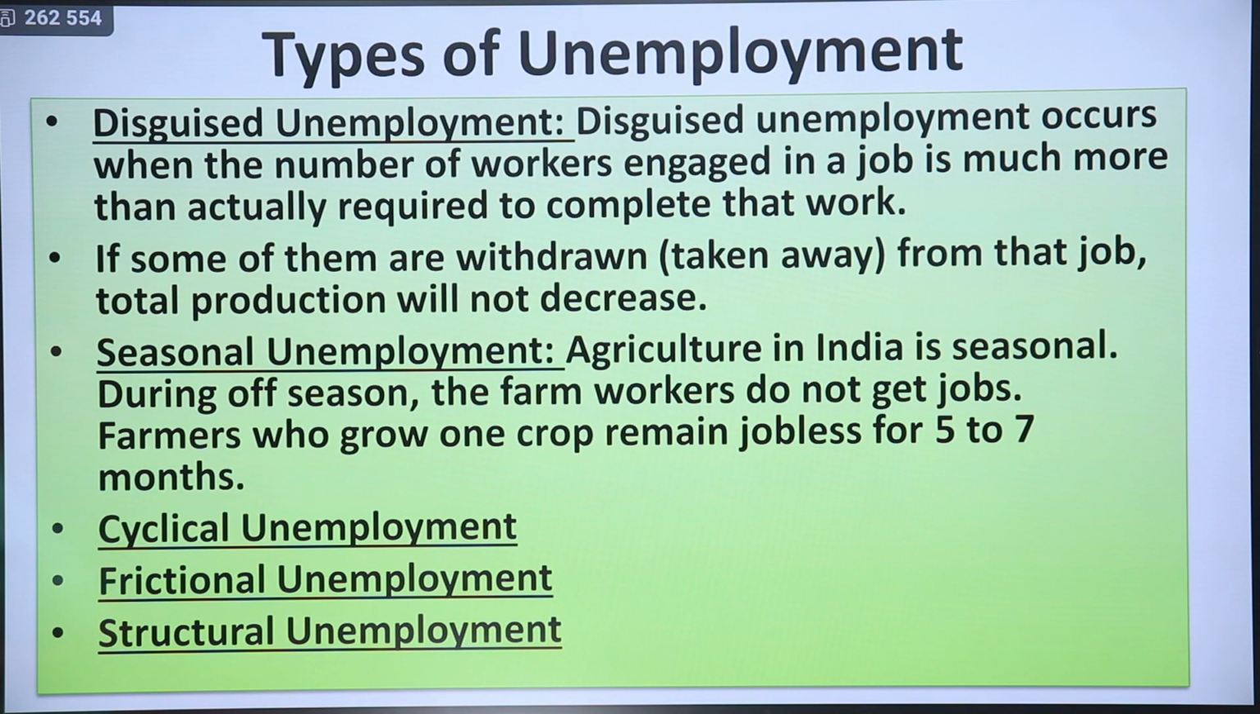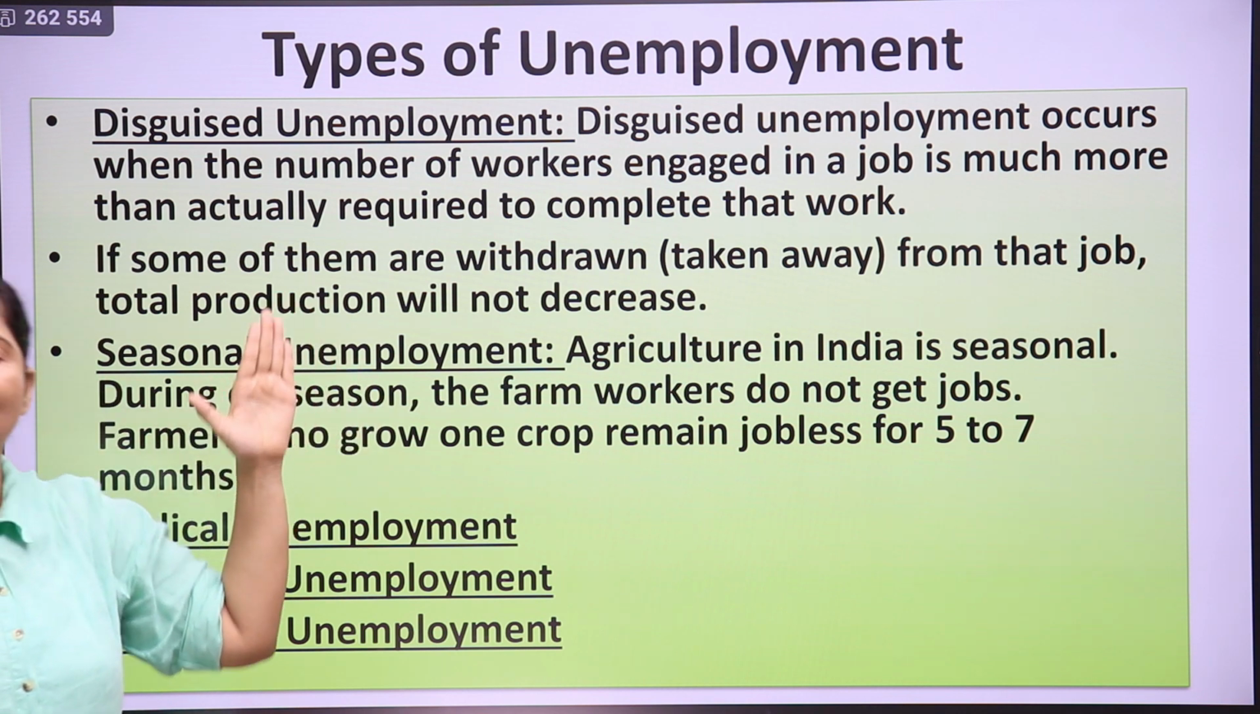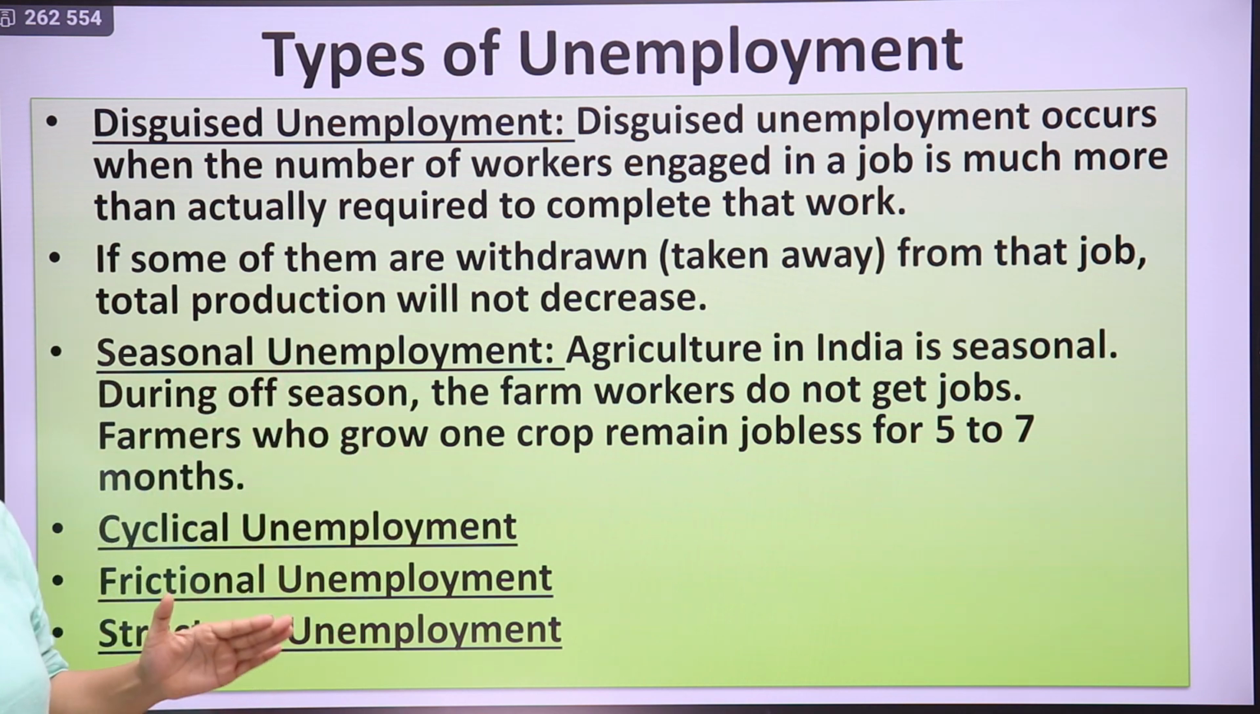Then, types of unemployment. In your syllabus, basically 2 types of unemployment have been discussed, but there are other types also. The main types are disguised unemployment, seasonal, cyclical, frictional and structural unemployment. We will discuss these 2, disguised unemployment and seasonal unemployment. Why? Because here agriculture is the main focus of your chapter.